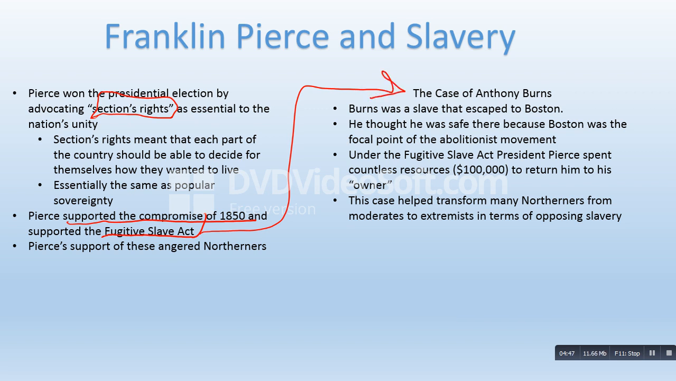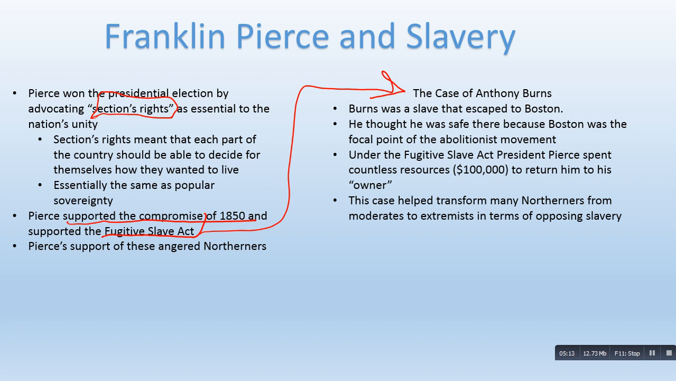But this individual case really came to signify what was so terrible about the Fugitive Slave Act. Anthony Burns was a former slave who had escaped to Boston, and he thought he was safe. Boston was a focal point, the main area of the abolitionist movement. So he thought, what place is better than this? Well, under the Fugitive Slave Act, they were sent.